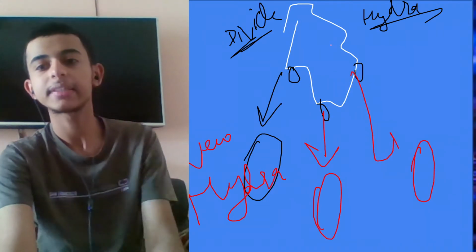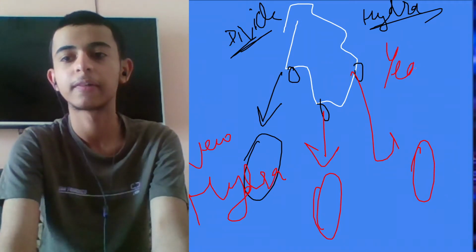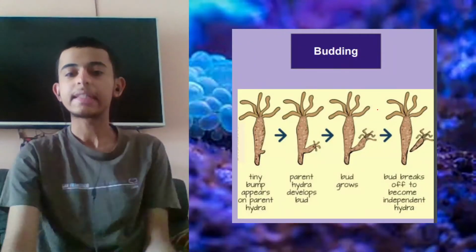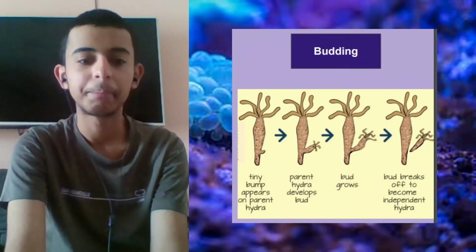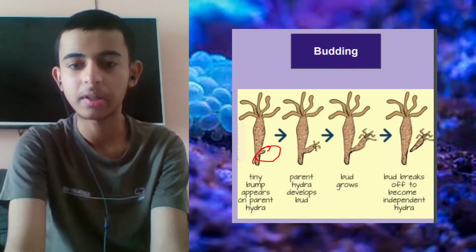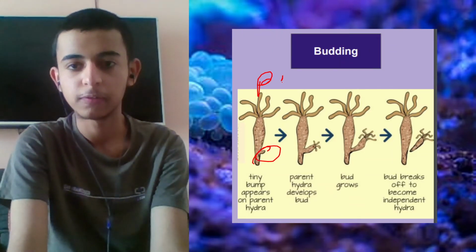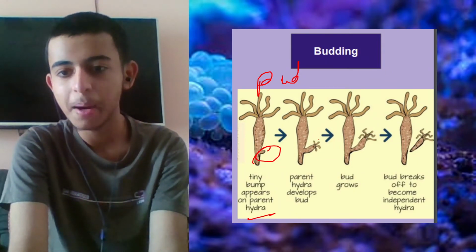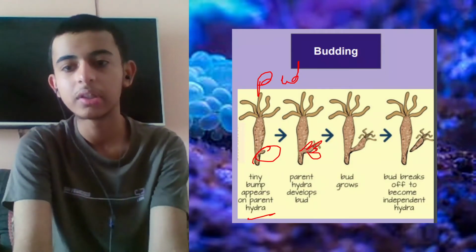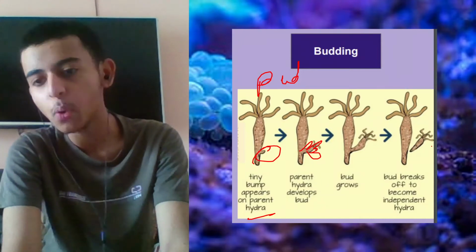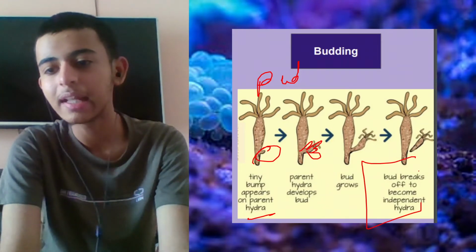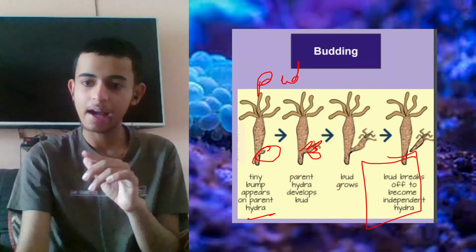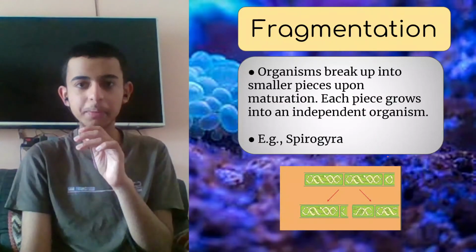Similarly, this process happens in yeast. Okay, done. You can see a tiny bump or a type of structure, a bud. It appears on the parent hydra, then this bump develops into a bud or a baby hydra, and this bud grows and grows and grows till the time it breaks and becomes an independent hydra. Okay, so this was about budding.